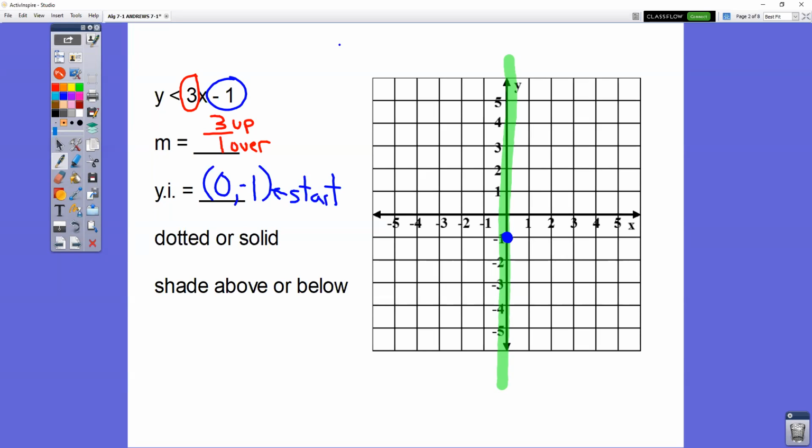And if my board would work, we're going to go up 3 over 1 and put a dot.